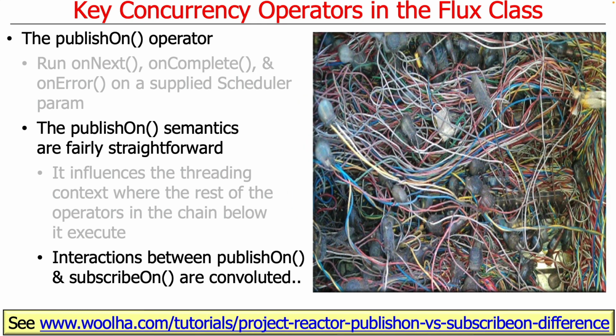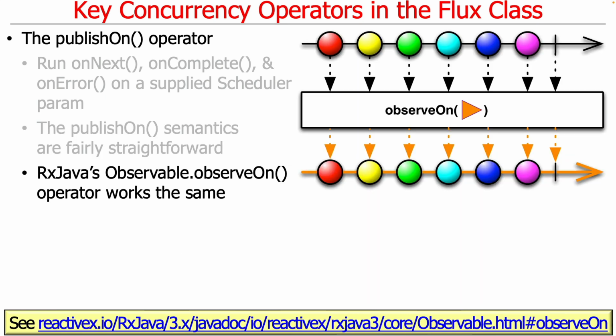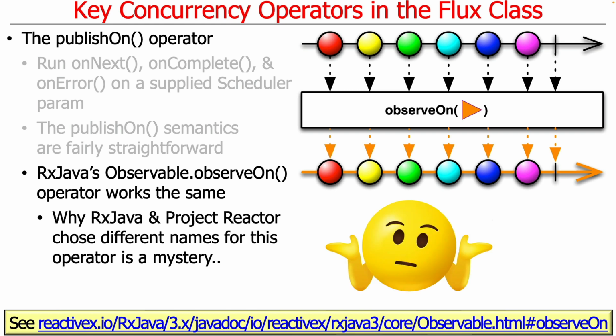The interactions between publish on and subscribe on are somewhat convoluted, and you can read this article to learn more about that. I try to use them when appropriate, but I try not to get carried away, and it is very subtle in some cases. RxJava has an observe on operator that works exactly the same way that the publish on operator works in RxJava. I have no earthly idea why they came up with different names for that, but they did, so go figure.